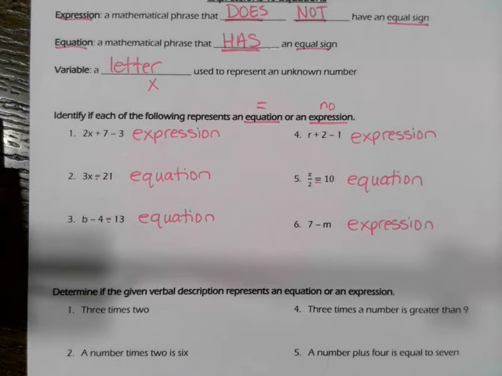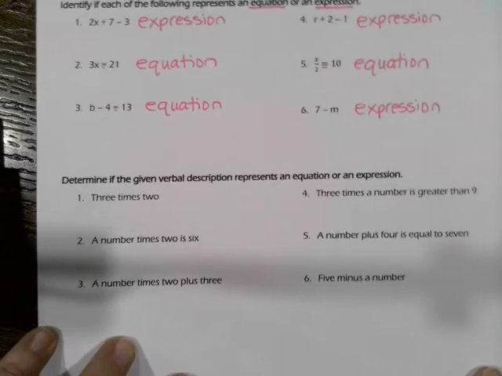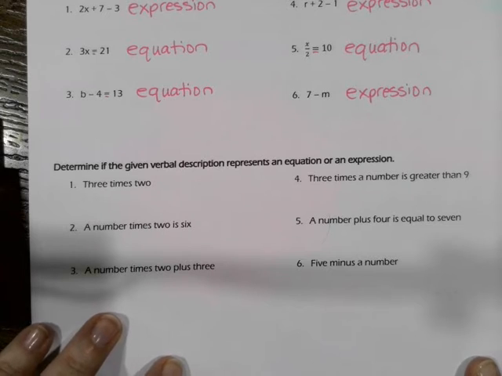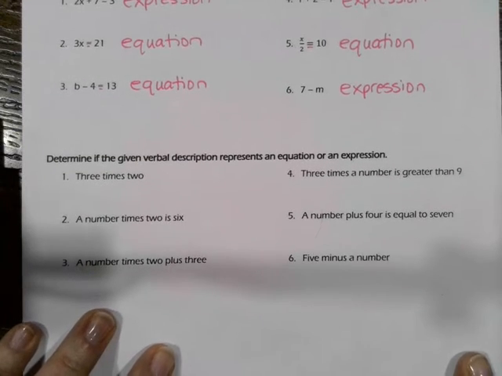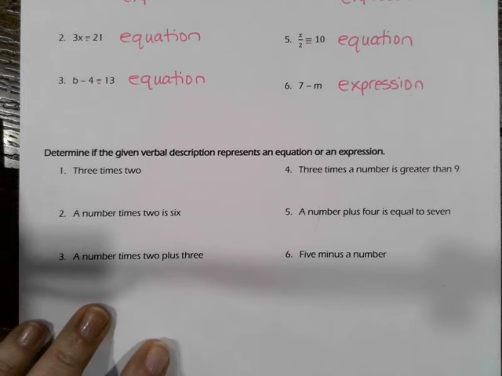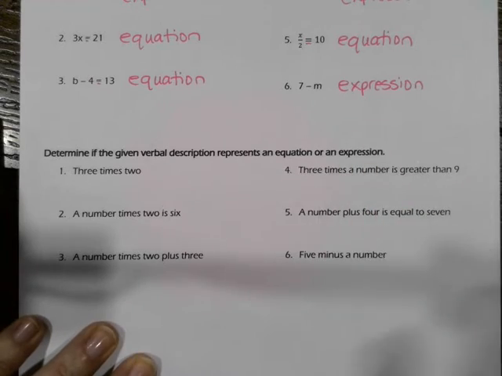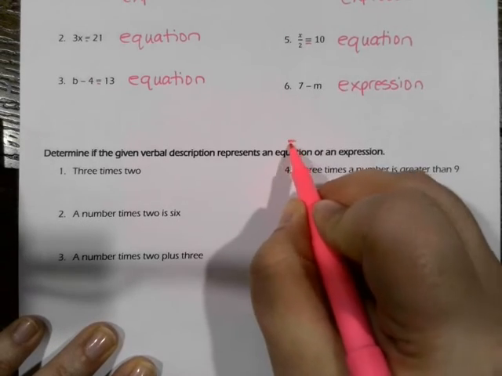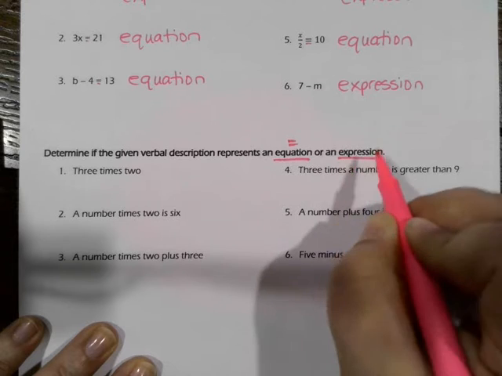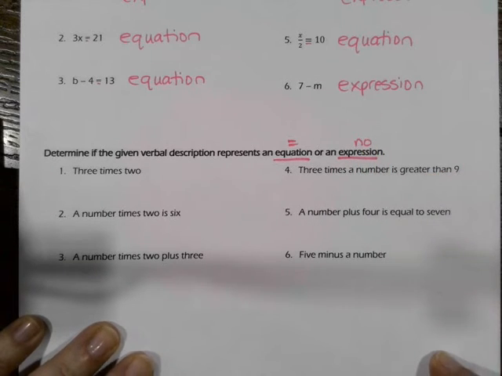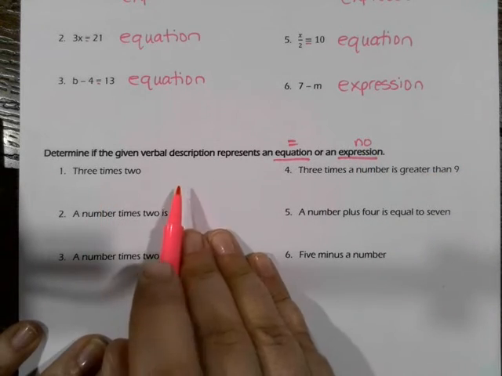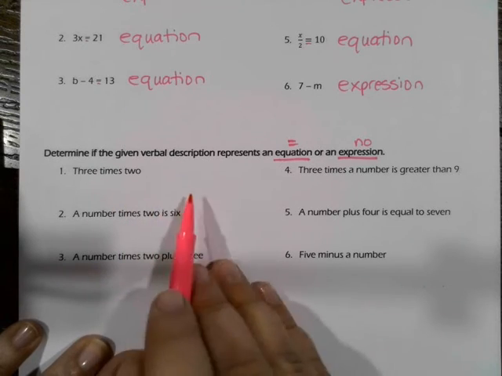Okay. The last section we're going to look at here, we're going to determine if the verbal description represents an equation or an expression. So we have to write out the problem. We have to determine, is it multiplying or adding or subtracting? Is there a keyword in there that tells me that it's an equation, that there's an equal sign? So just reading it carefully. Again, remember that an equation has an equal sign and an expression has no equal sign. We have to read these carefully and write them out as a math problem.